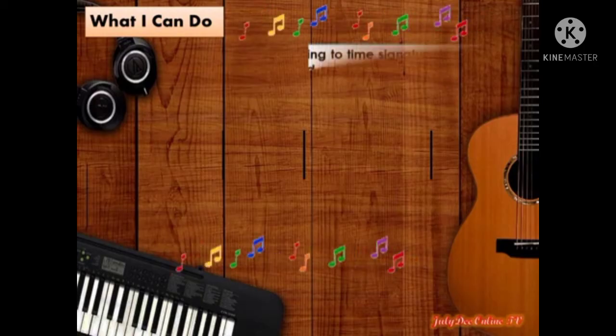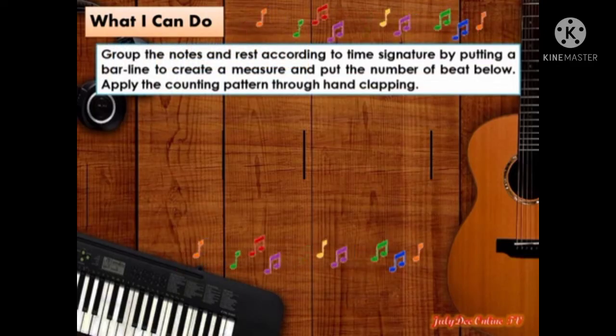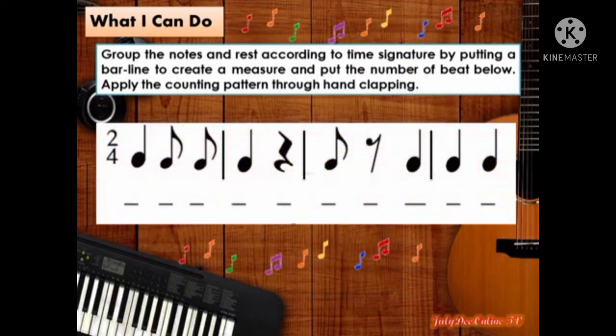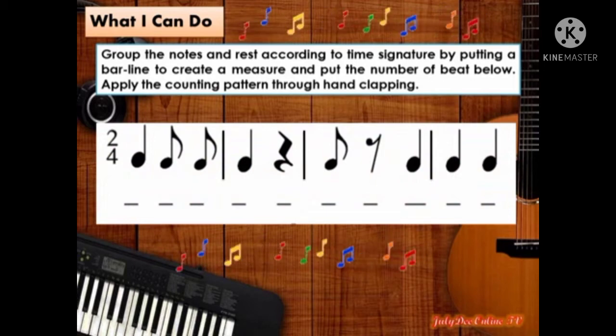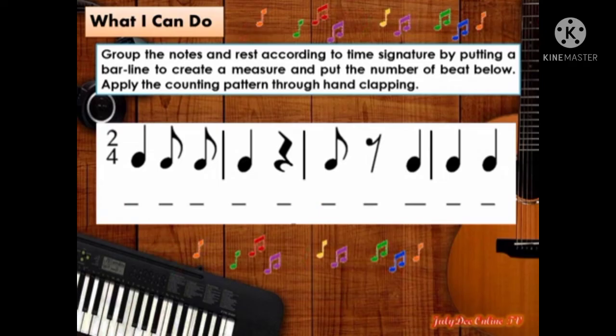Go to what I can do. Group the notes and rest according to time signature by putting a bar line to create a measure and put the number of beats below. Apply the counting pattern through hand clapping.